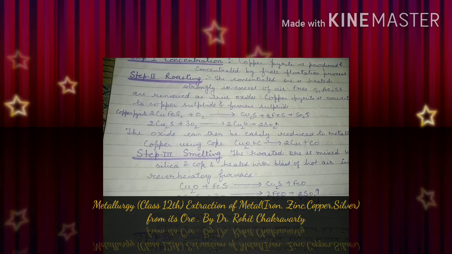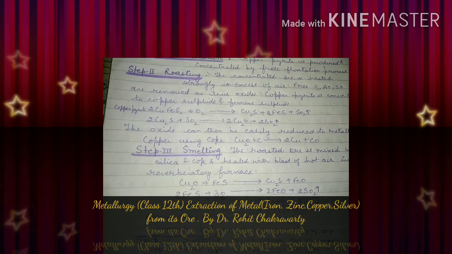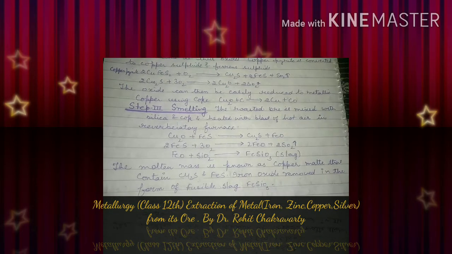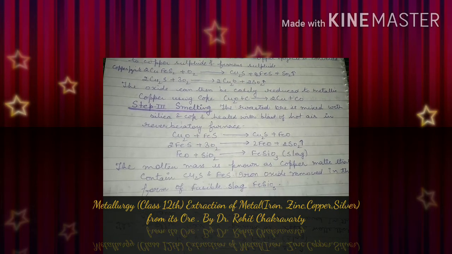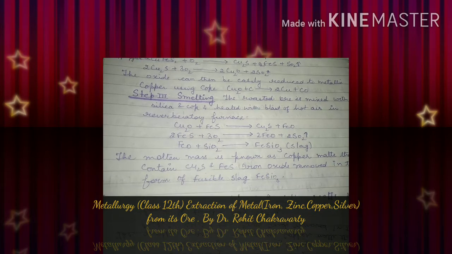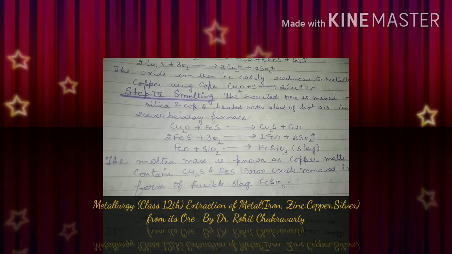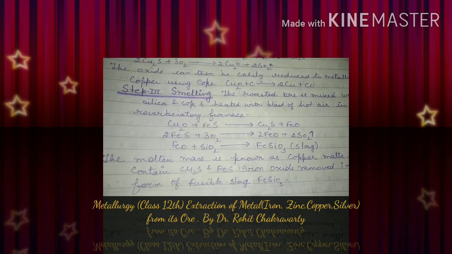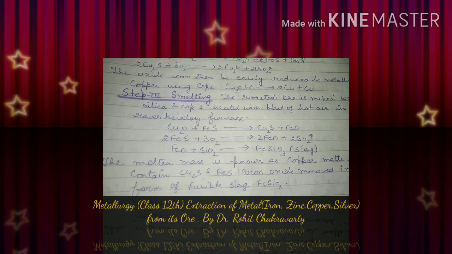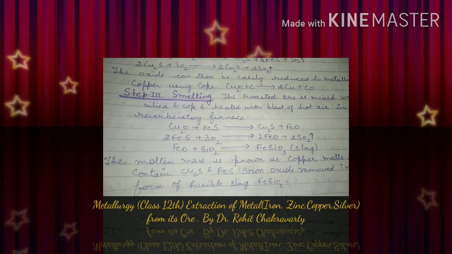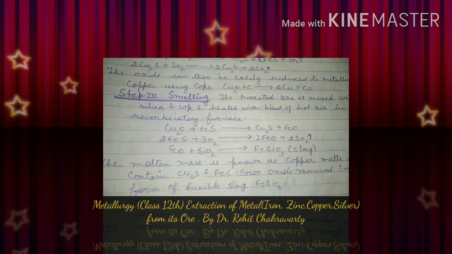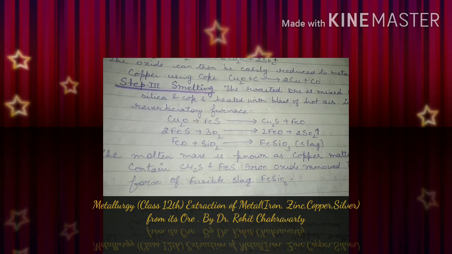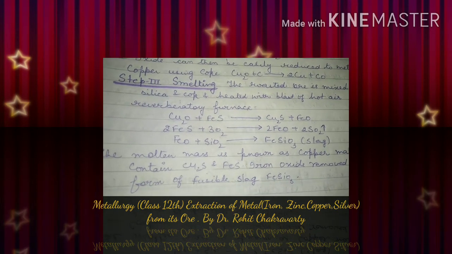So here you can see reduction will happen to obtain the copper, and then smelting will take place. The roasted ore is mixed with silica, coke and heated with a blast of hot air in the reverberatory furnace. So what happens? Copper oxide reacts with the iron sulfide, resulting in the formation of copper sulfide and iron oxide as a byproduct. This iron sulfide then reacts with oxygen to form iron oxide and sulfur dioxide as a gas. So when iron oxide reacts with silicon oxide, there will be a formation of slag.